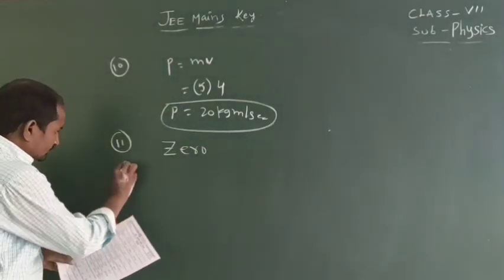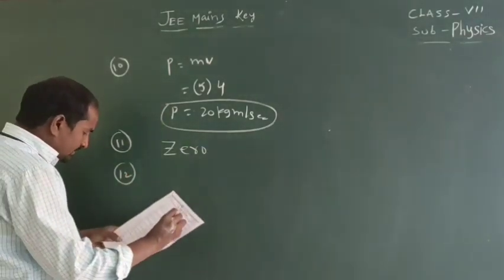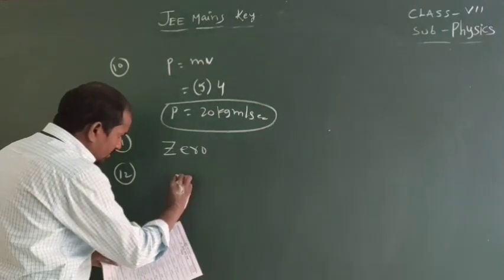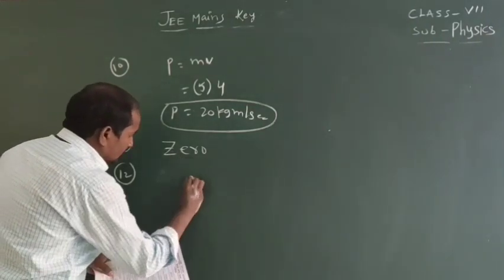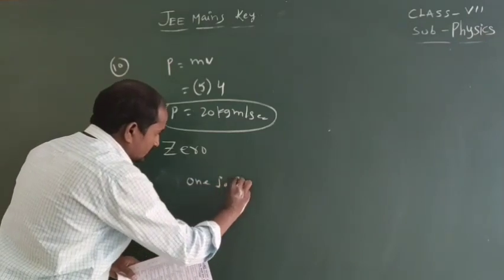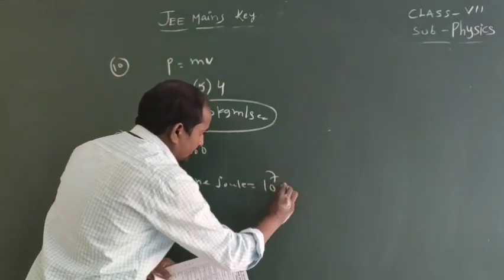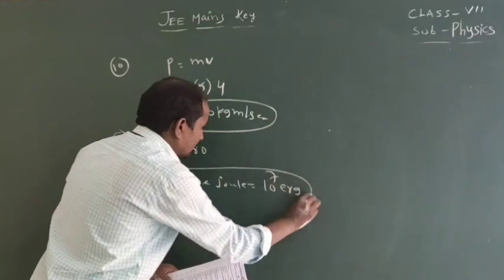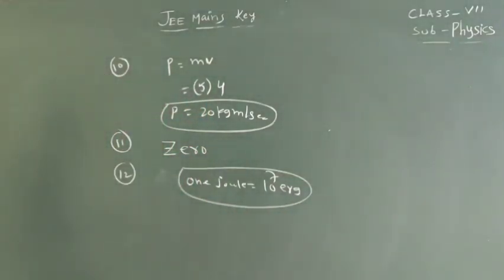Next, 12th one. 1 joule equals 10 power 7 erg.